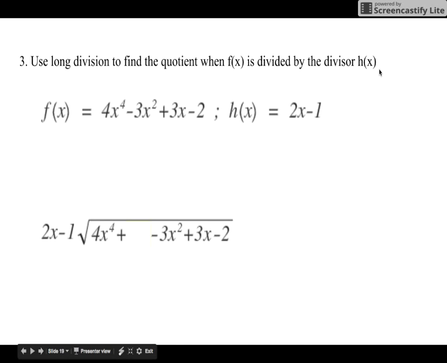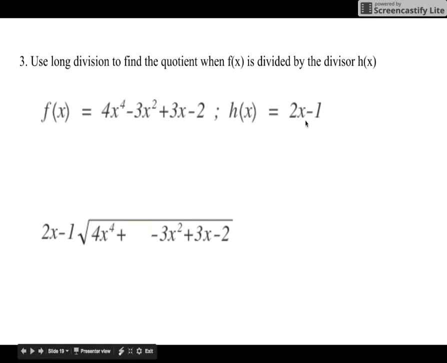All right, now number 3. The question again is use long division to find the quotient when f of x is divided by the divisor h of x. So we have here f of x equals 4x to the 4th minus 3x squared plus 3x minus 2, and our h of x is 2x minus 1.